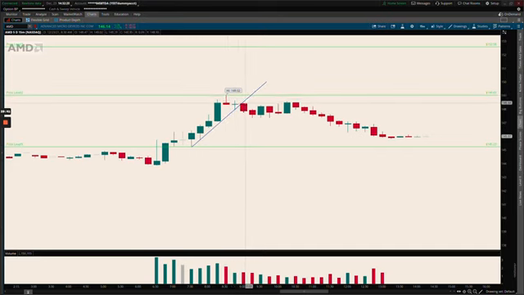I would have gotten out of this play at about 148.46, or about 148, because it closed outside of my trend line. Once something closes outside of your trend line for the 15 minutes, you're out of the play. I don't care what reason, I don't care what excuse, I don't care what the flow looks like, I don't care the volume. Stick to that rule and you'll be okay.